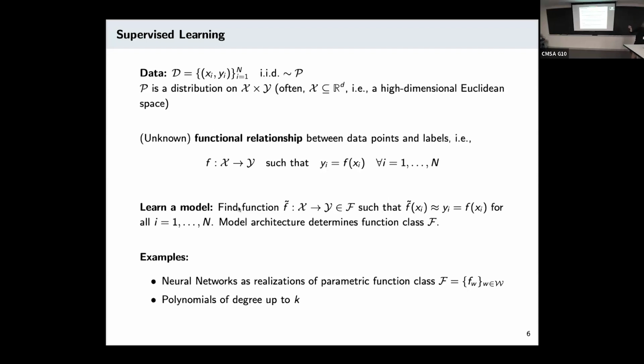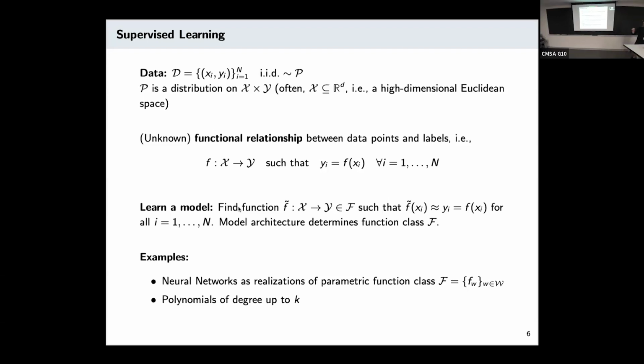There's some function f that's typically unknown to us. And all we know about this function f is the functional relationship that we can get from our data. So we assume that those labels yi are exactly the output of that function if we input the data point xi. And then our learning problem is to find a function f tilde that approximates this function, right? So if we put one of our data points xi into f tilde, then we should get yi or something very close to yi. And then the model architecture, say in our case, the architecture of our neural network, will determine how exactly that function class f looks like.